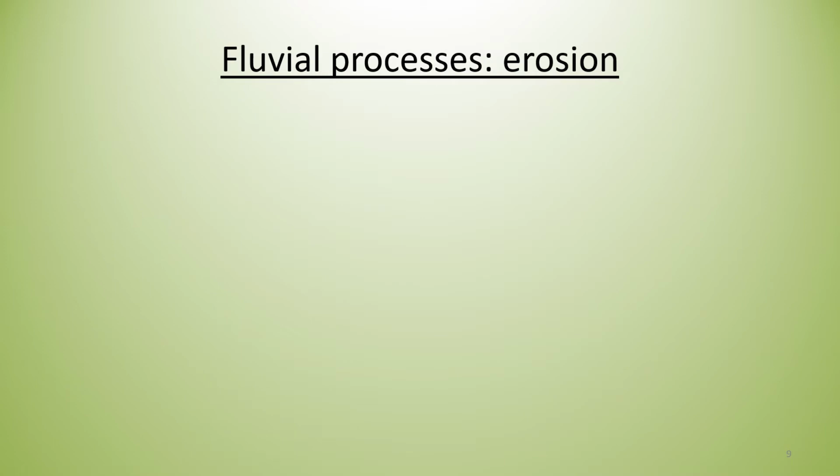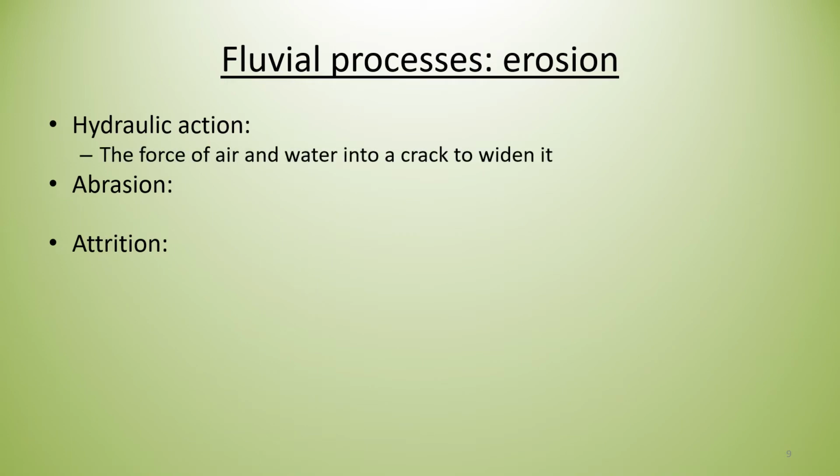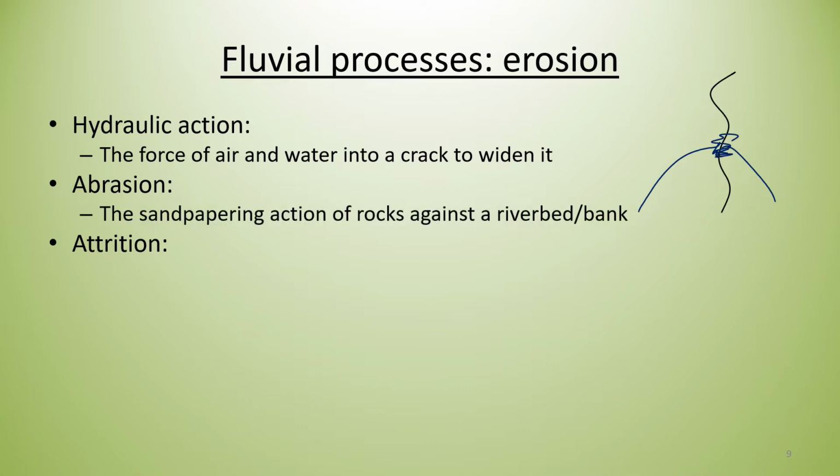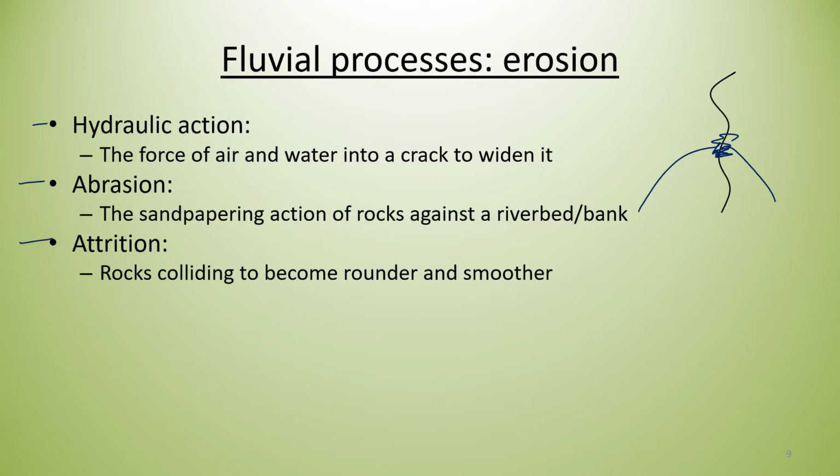Fluvial processes, something that you'll all be very, very familiar with. We have our 3 processes of erosion. Hydraulic action is the force of air and water into that crack. So if there was a crack there, the force of air and water into that crack there to widen it. The next one is abrasion, the sandpapering action of rocks against a riverbed or bank. And then finally, attrition is rocks colliding to become rounder and smoother. And these 3 processes of erosion are the exact same for coasts too.